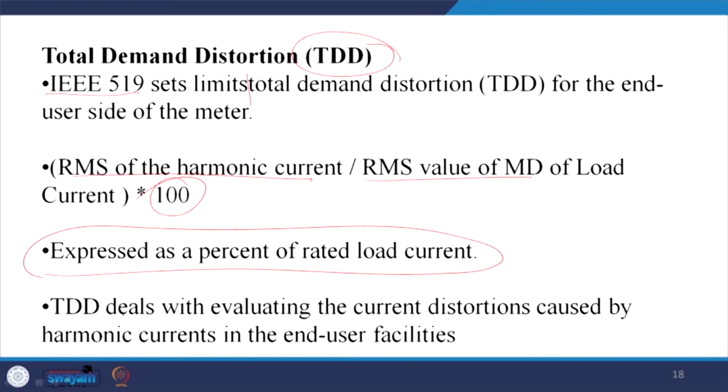So, TDD, that is the new entity we will come across, and the utility doesn't speak about the THD. Utility generally speaks about the total demand distortion. You demand this much, I feed this much of the distorted power. It deals with evaluating the current distortion caused by the harmonic current to the end user facilities, and all these legal implications are with the TDDs.